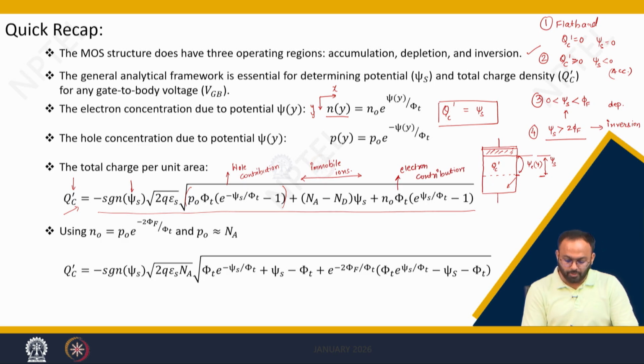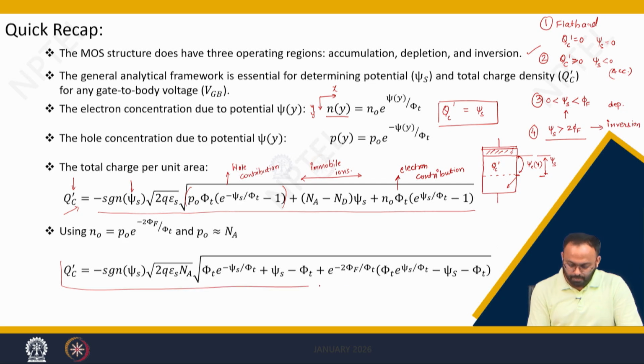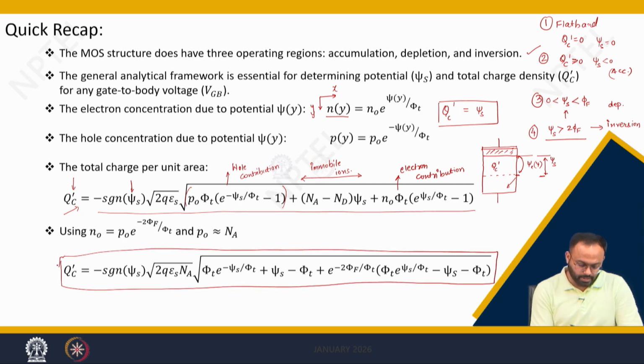By applying another boundary condition, we solved a general form of the equation and got this: QC dash is equal to minus signum psi s into square root of 2 into q into epsilon s into Na, phi t exponential of minus psi s by phi t plus psi s minus phi t plus exponential of minus 2 phi f by phi t into phi t exponential of psi s by phi t minus psi s minus phi t, whole square. This is a general form of equation.